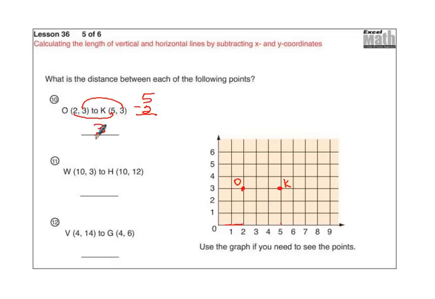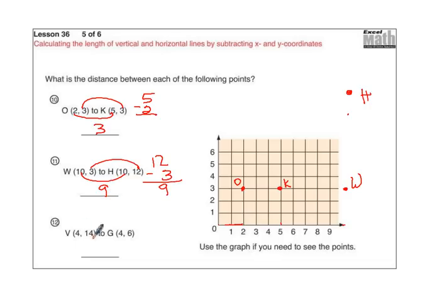For W, we go over 10, which they don't really have on here, up 3, and that point would be about right there. That's W. And H is at 10, 12. Woo, we can't really do that one. That's way up in the air up here. So don't worry about that. But the distance between those, we have the 10 and the 10 the same. The 3 and the 12 are different. So we're going to do a subtraction problem for the numbers that are different. And the answer is 9.